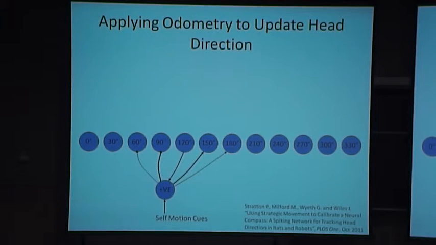Now, the trick then comes down to how do you actually integrate odometric information. And there's some interesting information that shows that there are both excitatory and inhibitory connections that are connected up to the units that indicate self-motion. So in this case, if we've got some self-motion cues that indicate positive rotation, then the units that indicate an increasing angle will become more excited, and those that indicate a decreasing angle will become less excited. How could this be? How could a brain wire itself up like that? That was a question that we asked ourselves some time ago.